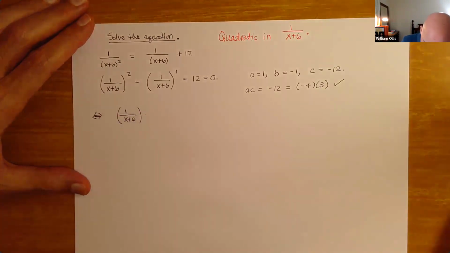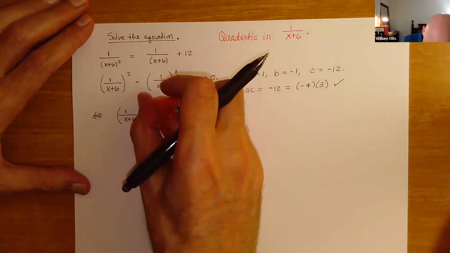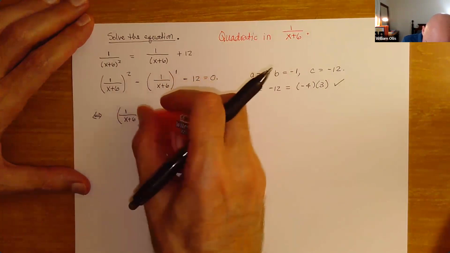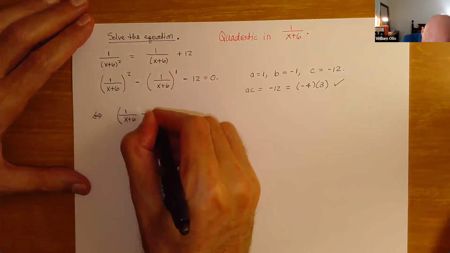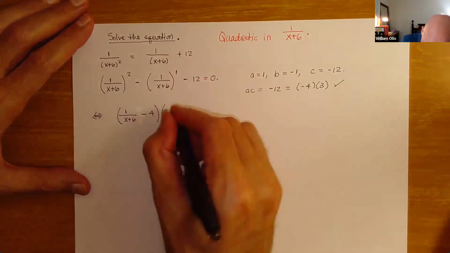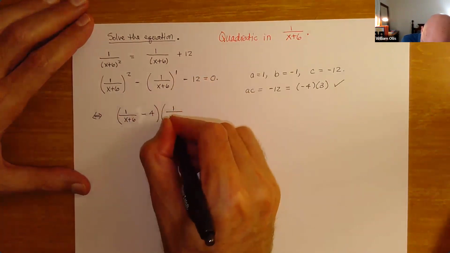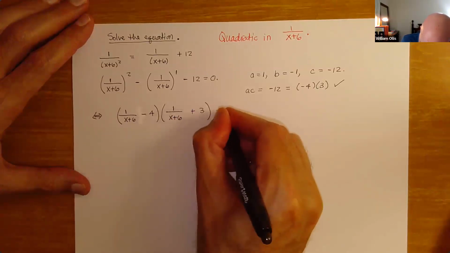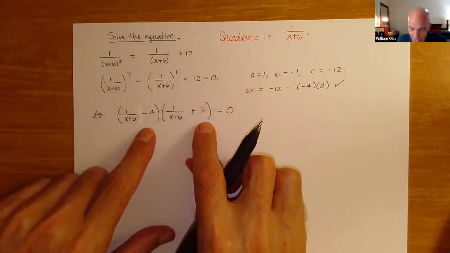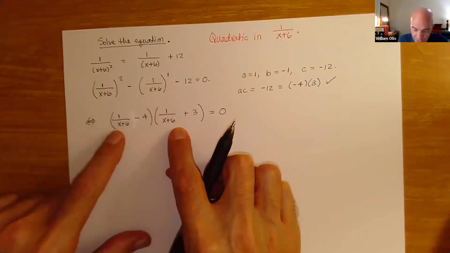Oh, and let me not put an extra parenthesis here. That's in the way. Creature of habit. -4. And then we have 1 over x plus 6 plus 3 equals 0. So again, we get our -12, we get the middle term, and then the first term.